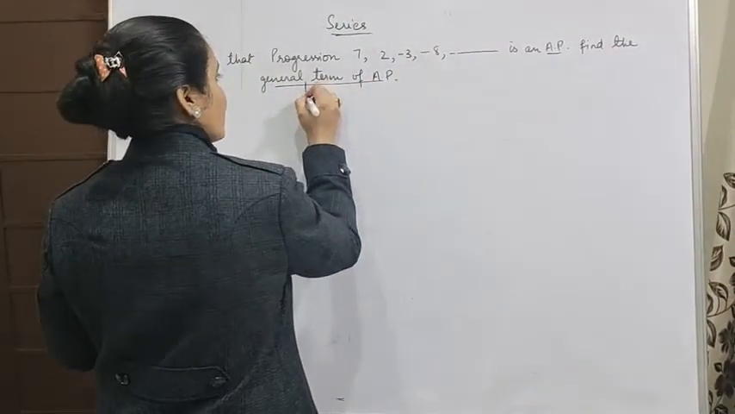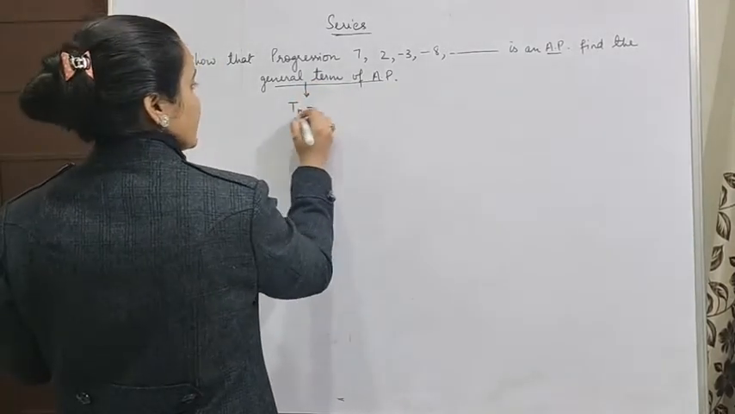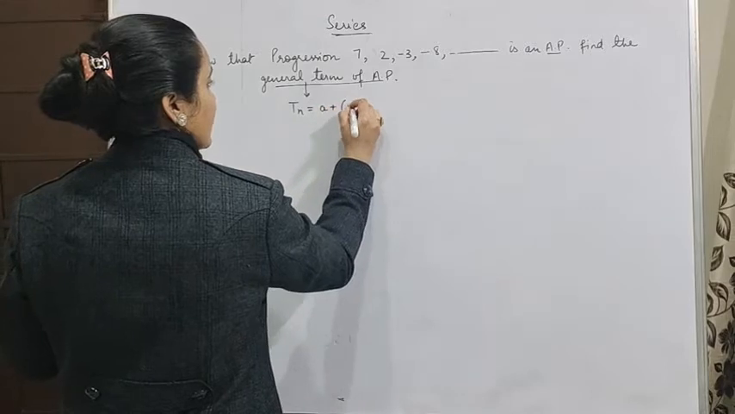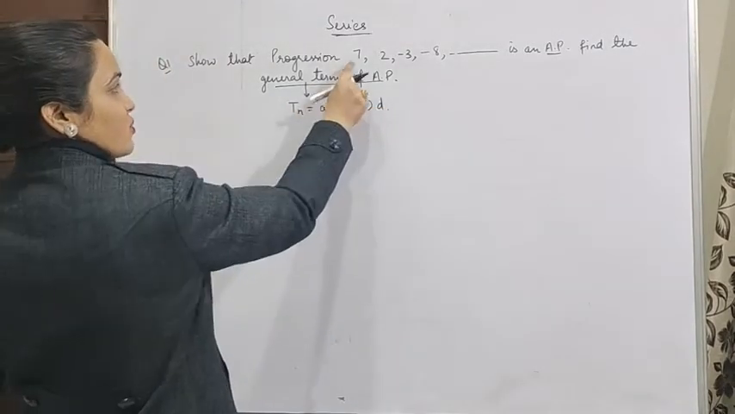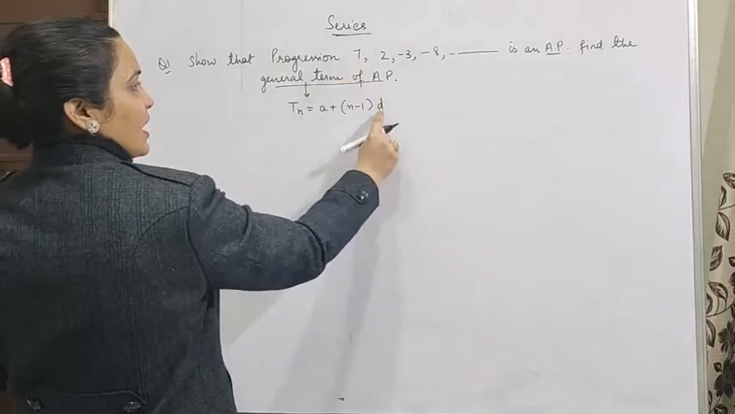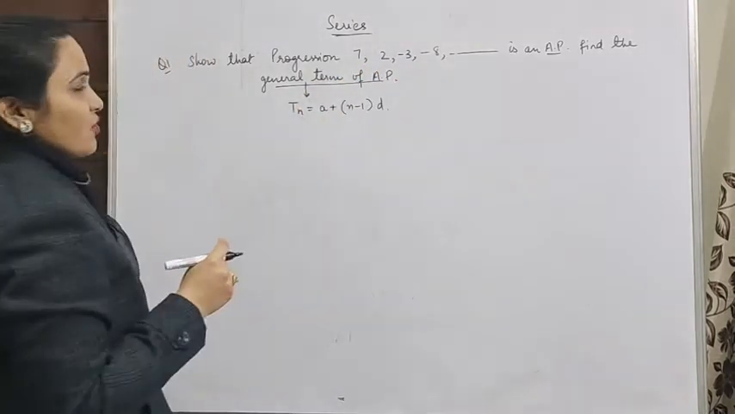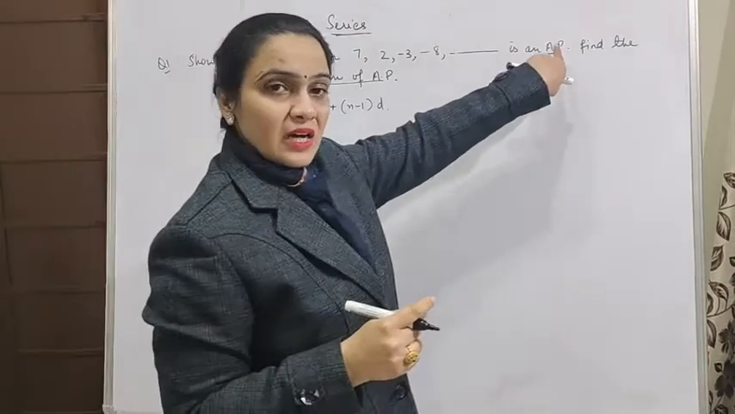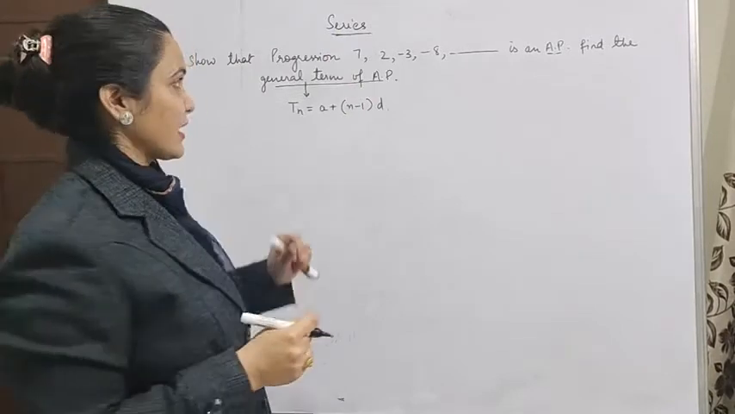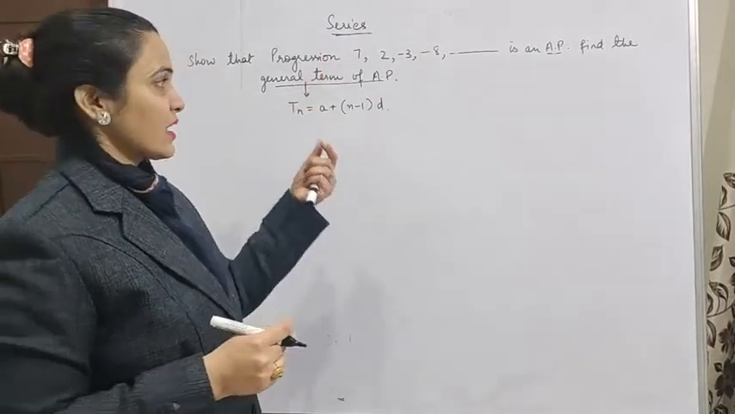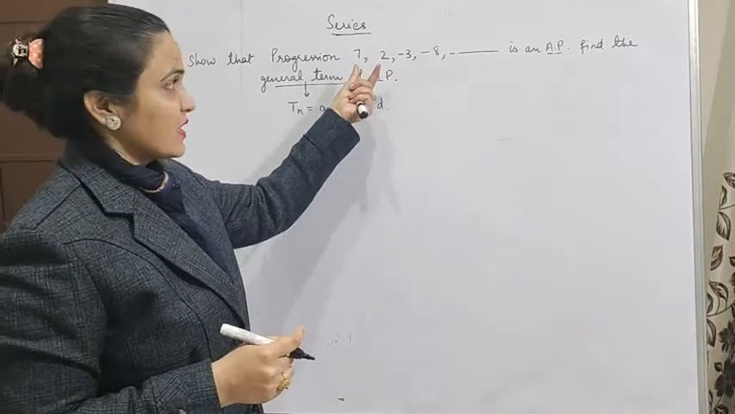General term को हम बोलते हैं nth term also. So general term आपके पास क्या होगी? Tn is equal to A plus n minus 1 times D, where A is the first term of this progression, which is 7, and D is the common difference of this progression. First of all, we will show that this is an arithmetic progression. So arithmetic progression में show करने के लिए हमें क्या prove करना है? We will prove that common difference will remain the same.